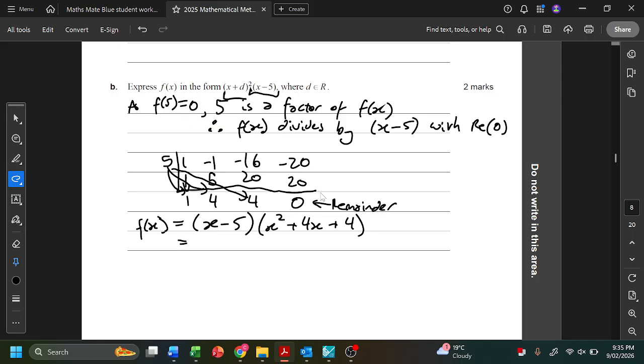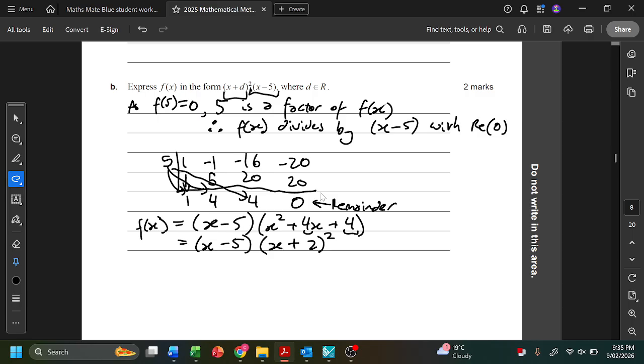Lastly, we want to fully factorize it because we want to write it in this form here. And we can see, okay, we want to factorize a quadratic. We want to find 2 numbers that add to make 4 and multiply to make 4. So those 2 numbers are going to be 2 and 2, which means that we can factorize this as x minus 5, x plus 2 squared.